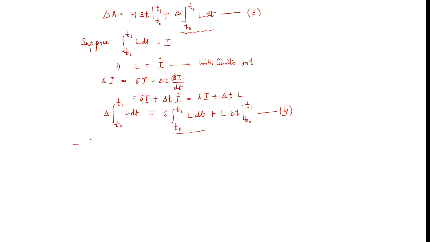Now take delta ∫ from t0 to t1 of L dt. We know that this is the integral with respect to time, and this delta variation is independent of time. So I may enter this delta inside the integral. This will be ∫ δL dt, and naturally this will not operate on time.